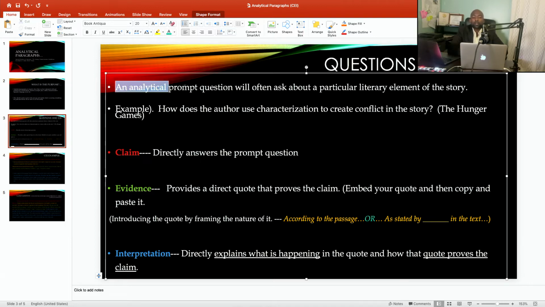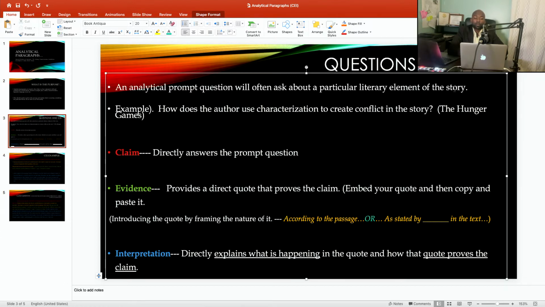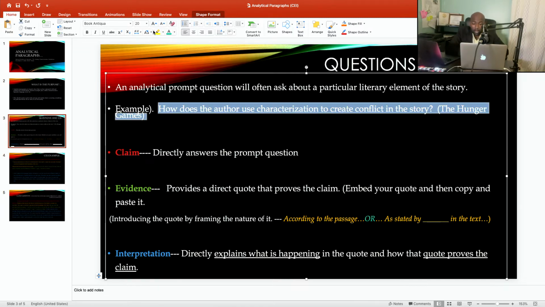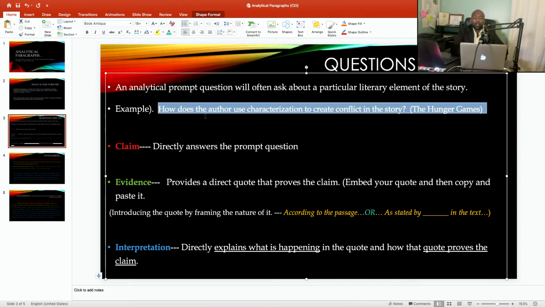An analytical prompt question will often ask about a particular literary element of the story. Now, it doesn't always, but often they do, or they could, rather, okay? And so here is a sample question. I'm just going to make it a little bit smaller. It says, how does the author use characterization to create conflict in the story?